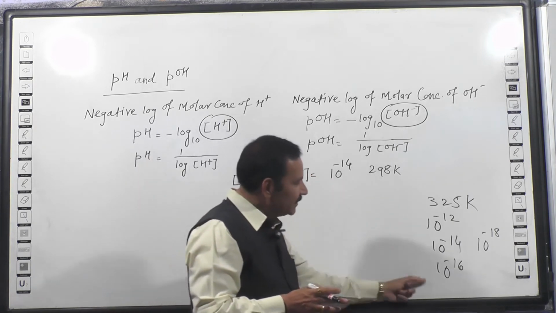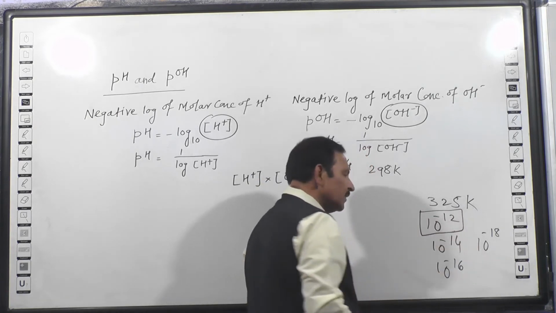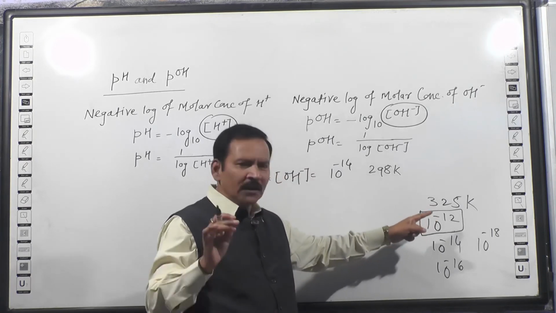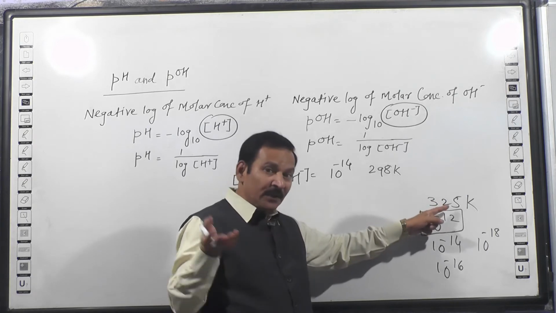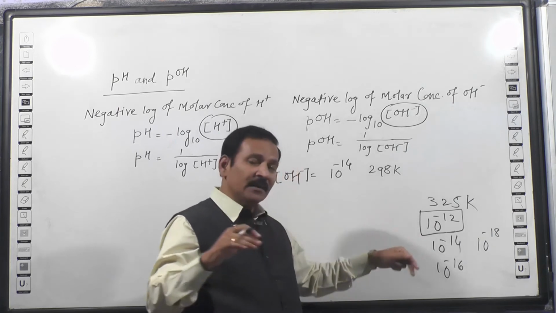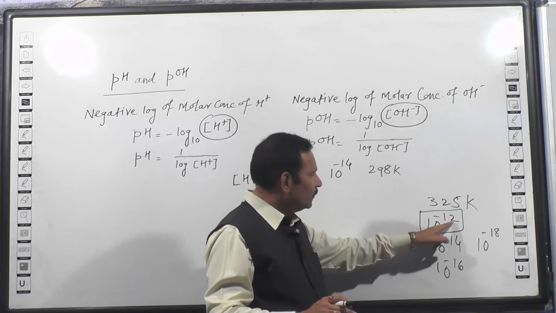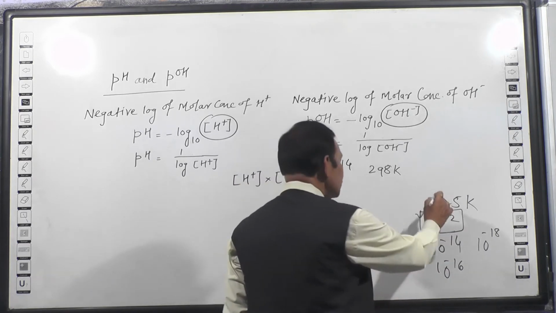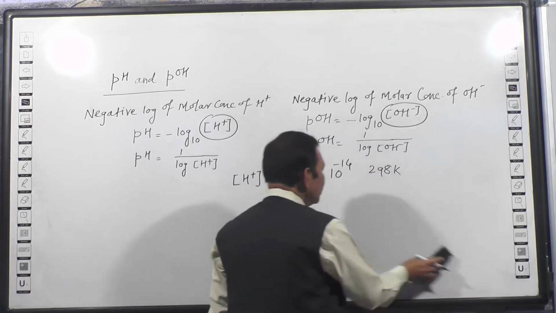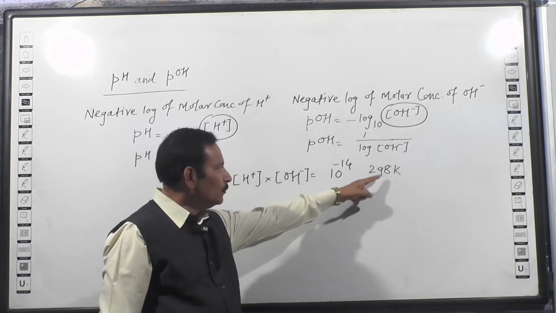So if four options are given, only one option is greater than 10 to the power minus 14, and that is minus 12. Therefore, without any calculation, without any thinking, the answer is, if the temperature is 325 Kelvin, for example I am telling, not exact, but as temperature increases, the value will definitely be greater than minus 14. So only one option is there, that is 10 to the power minus 12, and this will be the answer for a particular question like this. So we know this relation between H plus and OH minus by this formula at 25 degrees Celsius or 298 Kelvin.